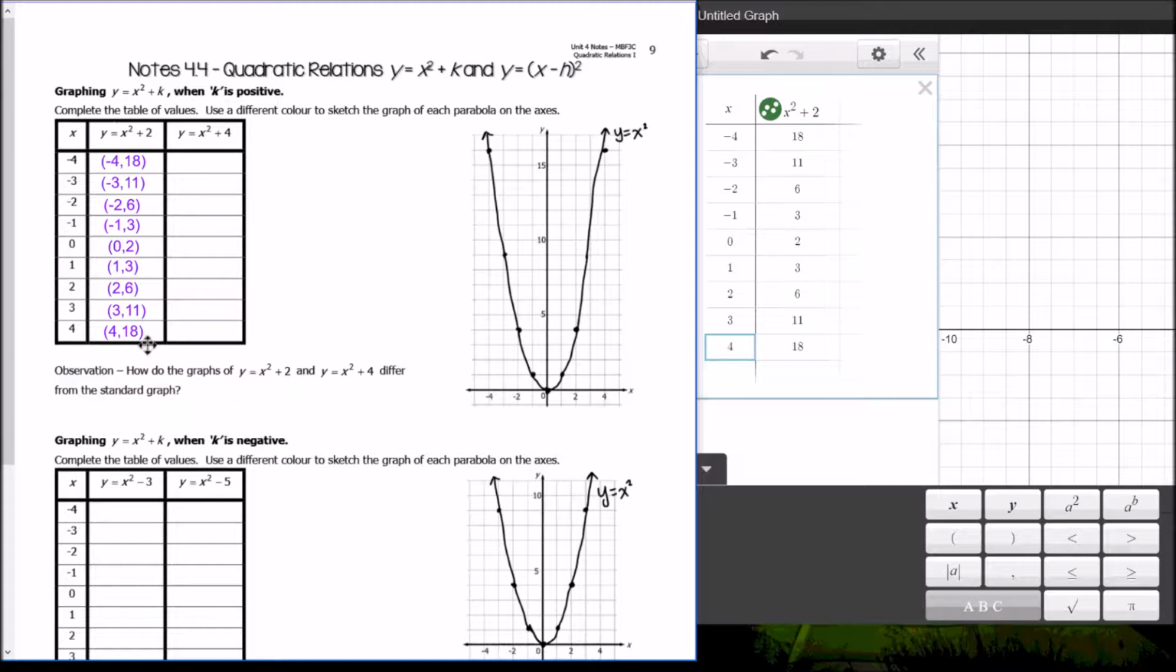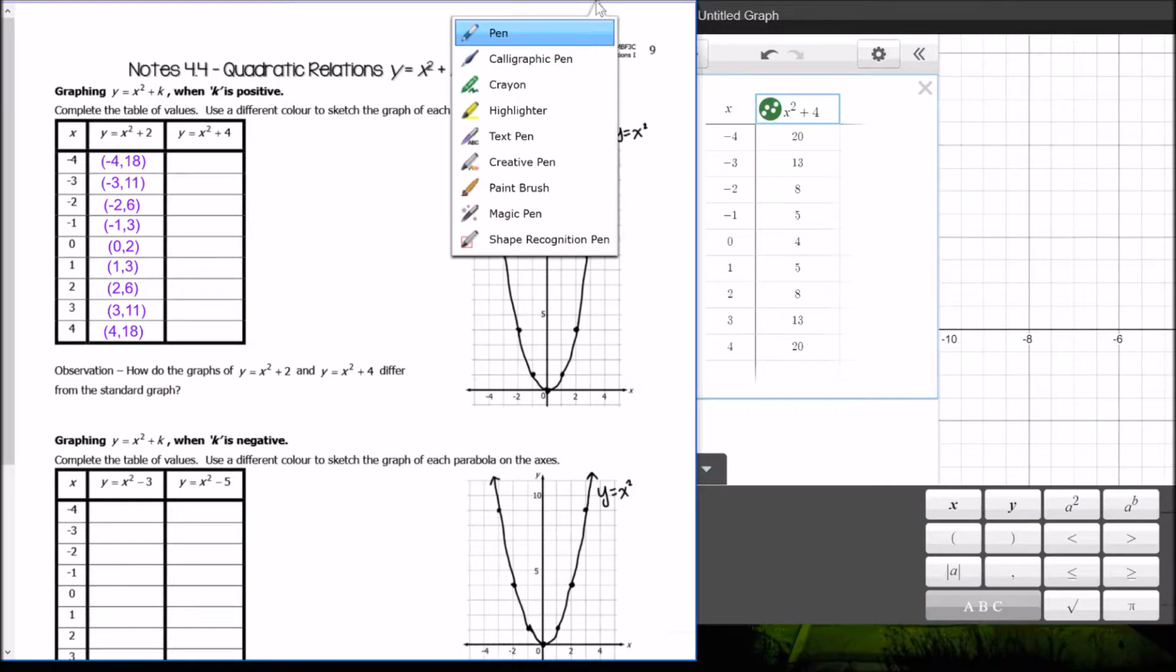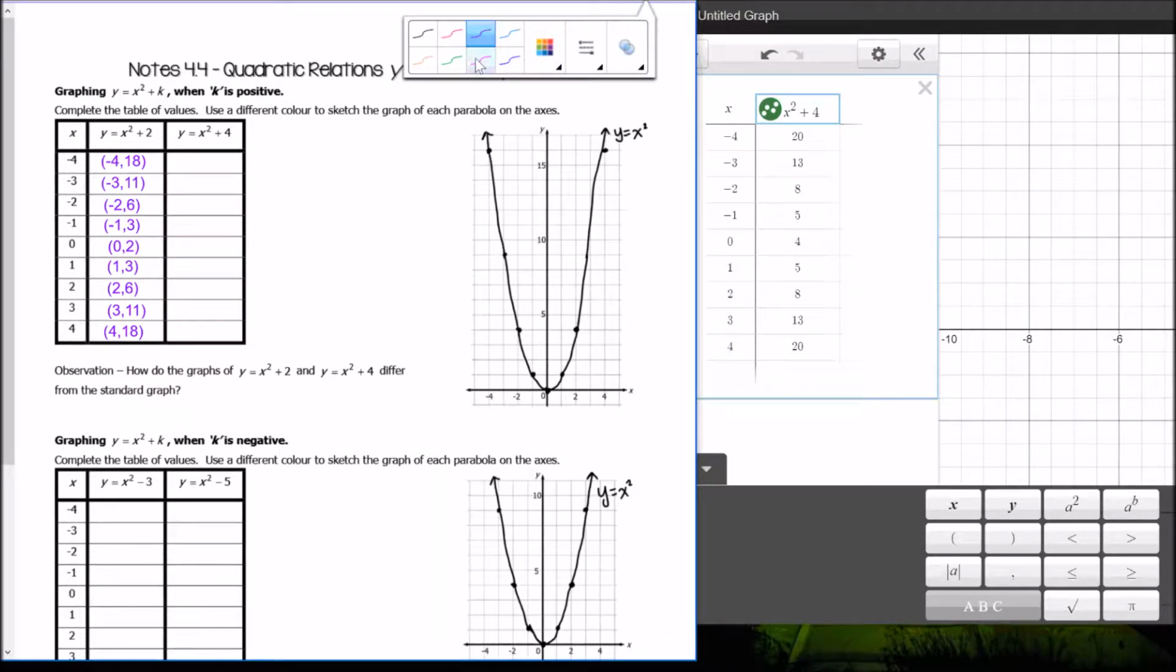So these are the values that you should have gotten here, okay? And now we're going to do the same thing, but instead of x squared plus 2, we're going to say x squared plus 4. So our first coordinate that we have here is -4, 20, okay? And then we have -3, 13. So go ahead and fill in that information. We've got -4, 20. Right here we've got -3, 13, and we're going to keep going from there. So fill in all of these values that you have here in your chart, please.